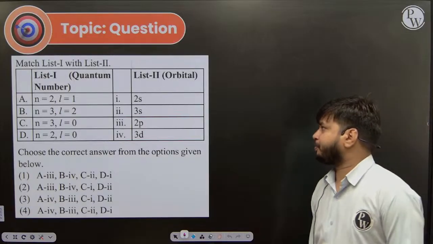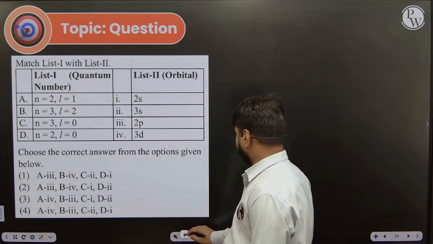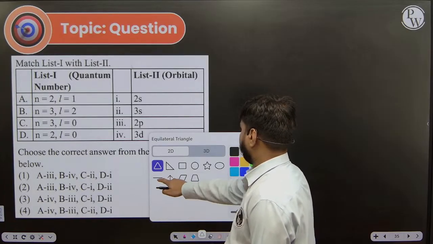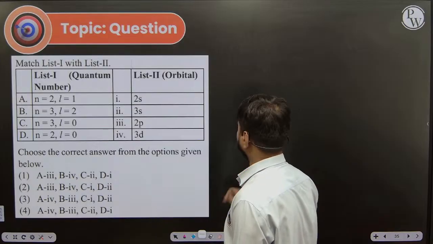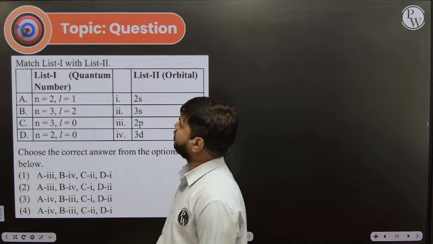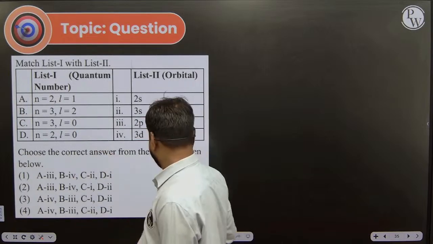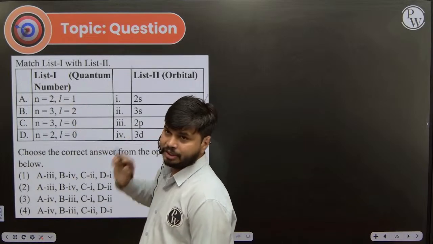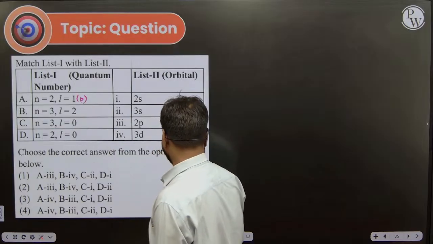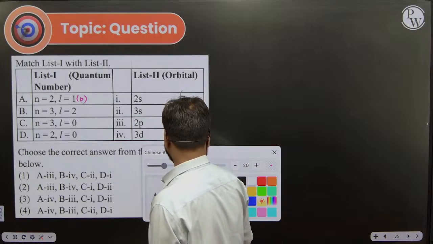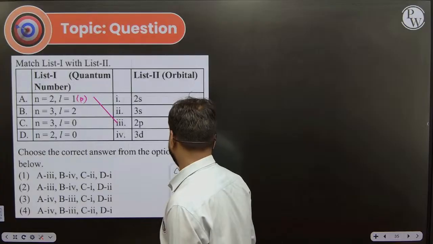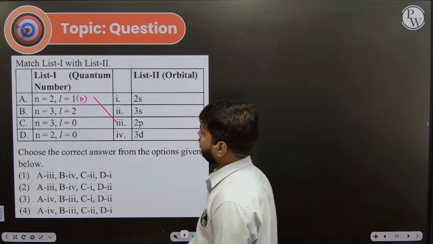Okay, so can you let me know which one is representing which one? So here n is equal to 2, l is equal to 1. So n is equal to 2, second shell, l is equal to 1 is representing p. So A is representing 2p. Okay. What about the next one?